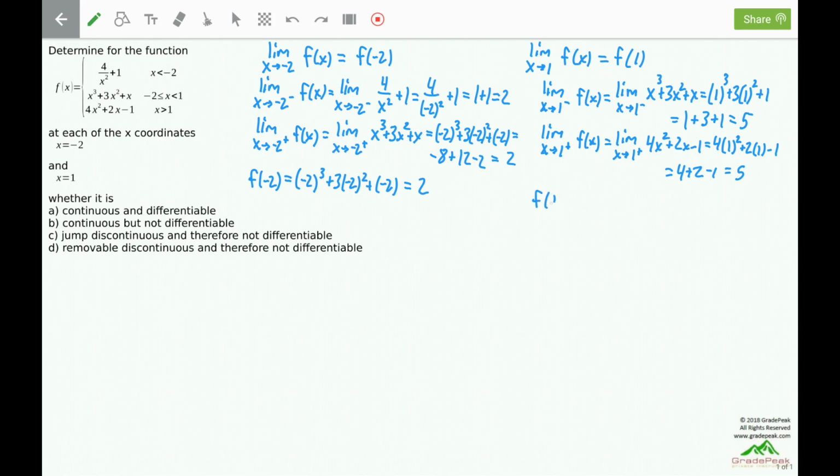And f of 1 is evaluated wherever x includes a 1. But if you look here, x never includes a 1. It's less than 1, it's greater than 1, but we never see it equal to 1. And that means that f of 1 simply does not exist. Since it does not exist, there's no way it equals the two-sided limit, which is a 5 since those match. And so we are not continuous.